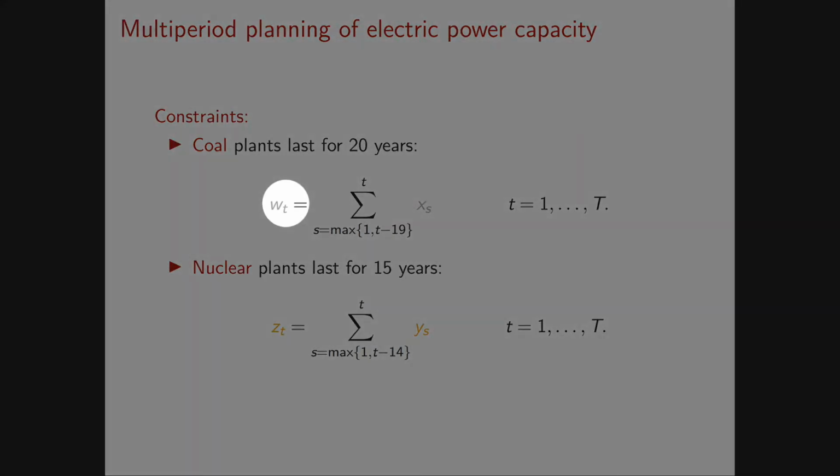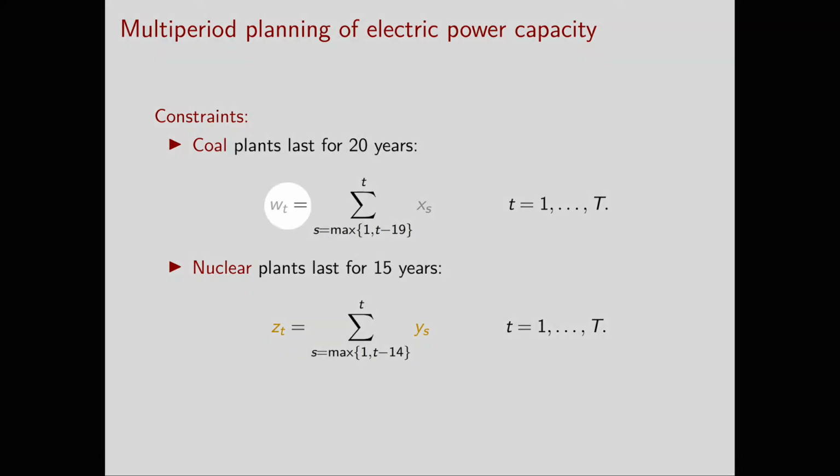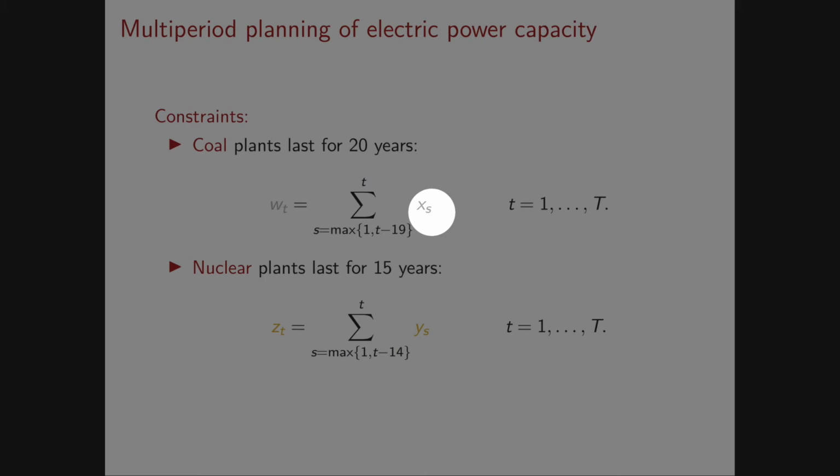So Wt is the total coal capacity available in year t. And so how can it be written in terms of the x variables? Well, Wt will be equal to xt, which is the coal capacity which we just brought online in the same year. But remember, the coal plants last for a total number of 20 years. Therefore, in year t, we also have available the capacity which was brought online 1 year ago, 2 years ago, and so on and so forth until 19 years ago. So for a total of the last 20 years. This is why Wt can then be written as the sum of xs for s that ranges from the max of 1 and t minus 19 up to t.